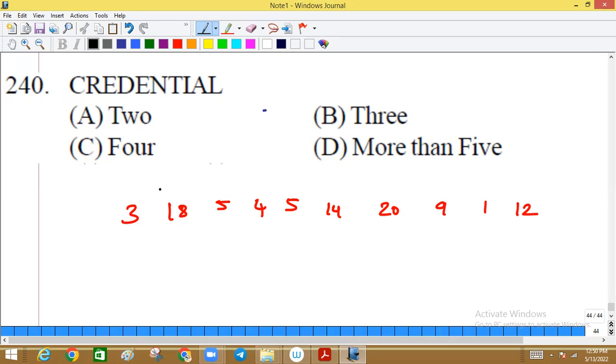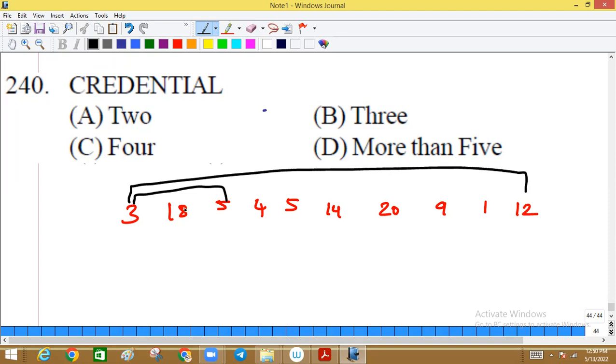Okay, let's see here. 3, 4, 5. So this is one pair. Continue. 5, 6, 7, 8, 9, 10, 11, 12. So you got 2 pairs with this. 3 to 5, 1, 3 to 12, 1. Yes or no? Now come to 18.